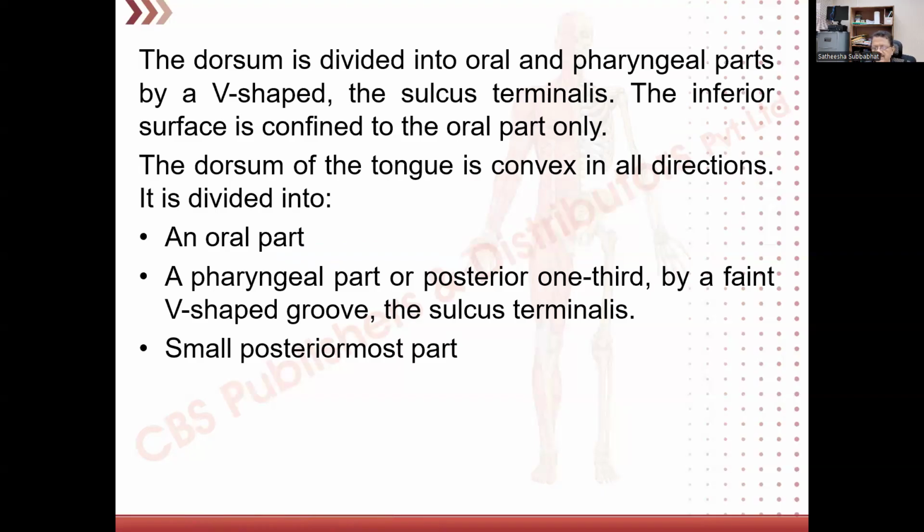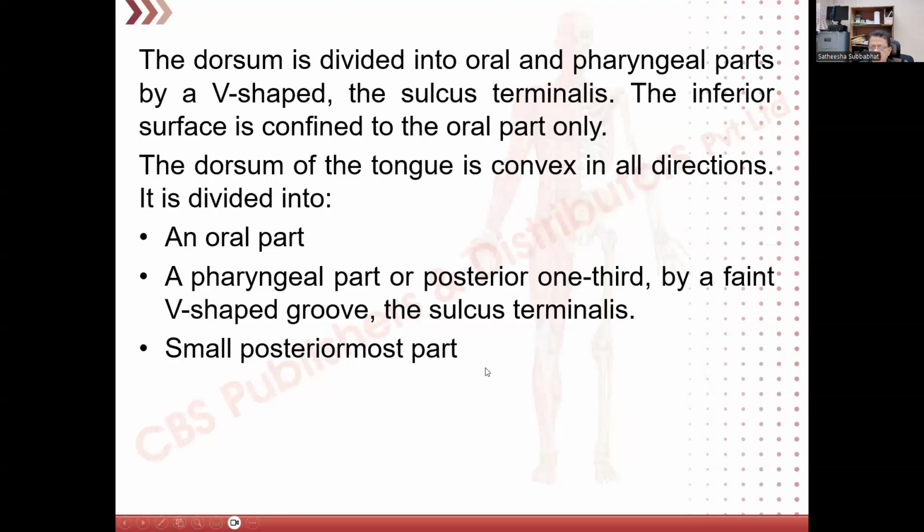Though the tongue is situated in the mouth or oral cavity, partly it extends into the pharynx as well. The dorsum of the tongue is convex in all directions, and it is further divided into parts: the oral part, which consists of papillae, so it's called the papillary part, and a pharyngeal part, or posterior one-third. A faint V-shaped groove, the sulcus terminalis, demarcates the oral and pharyngeal parts.